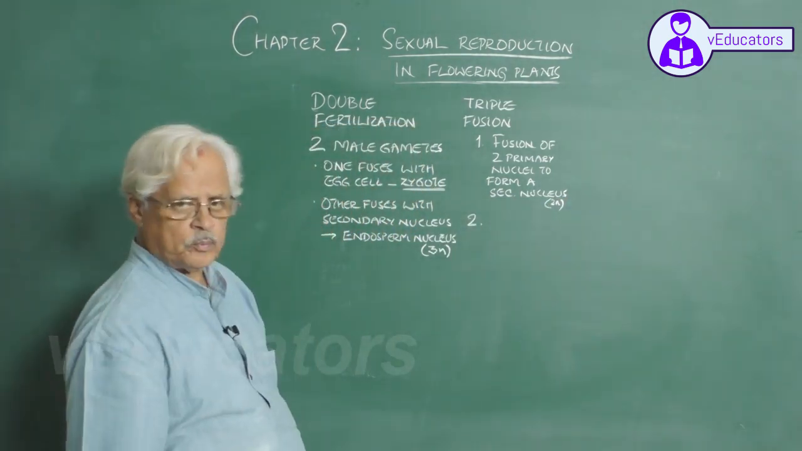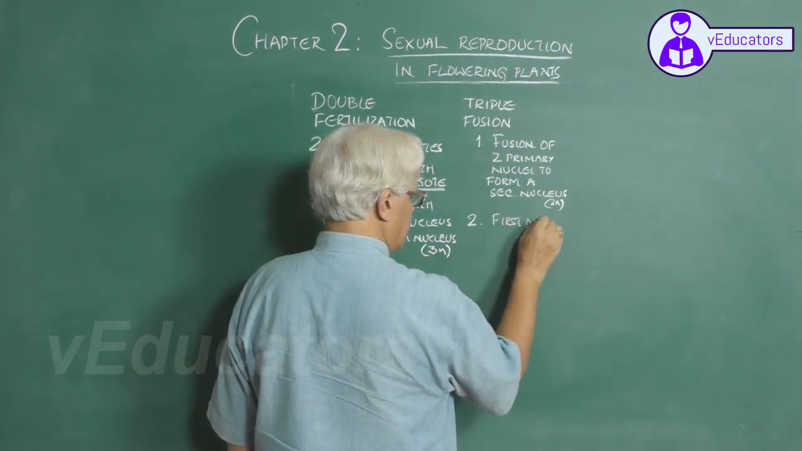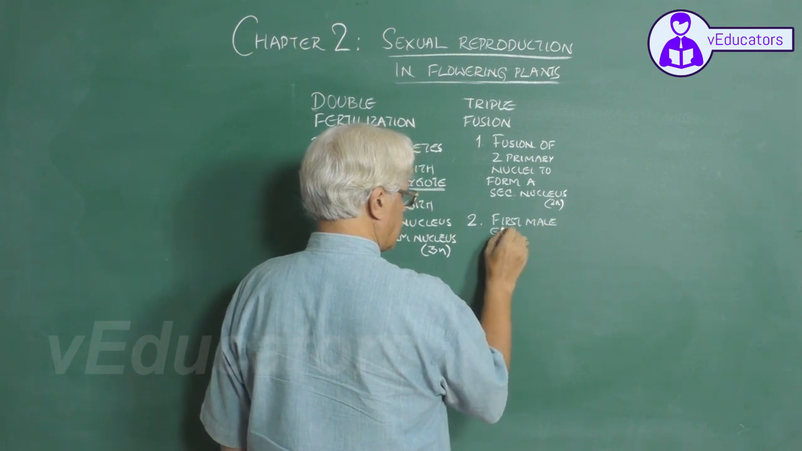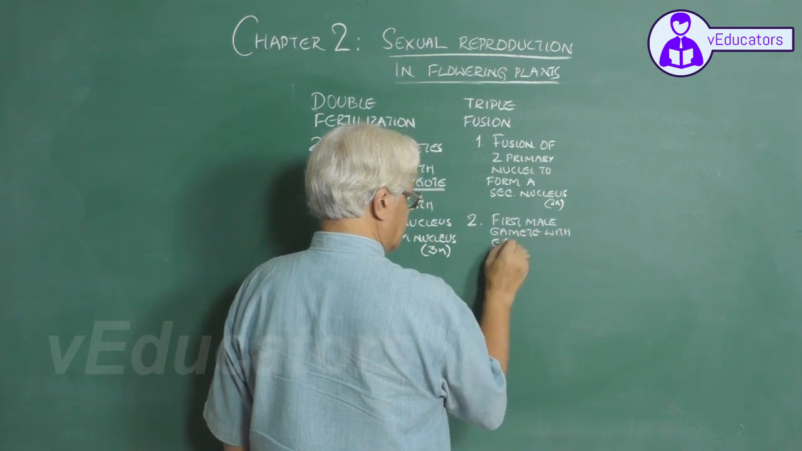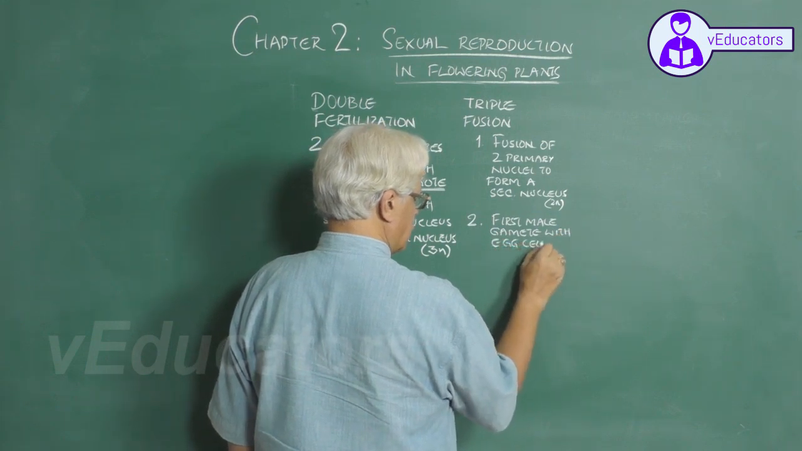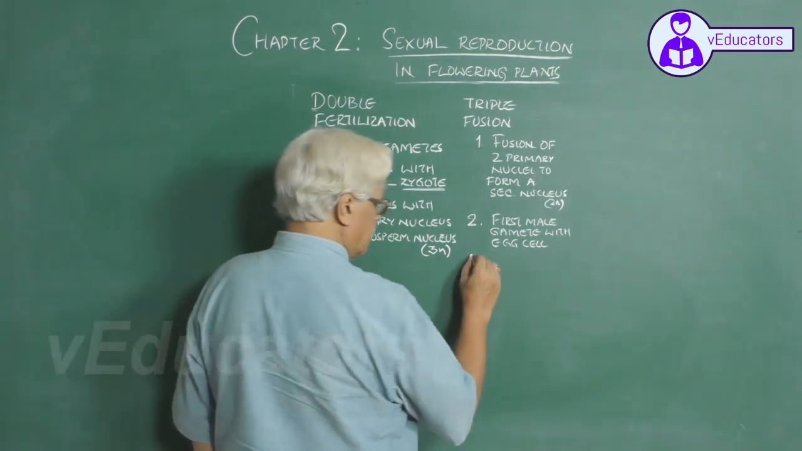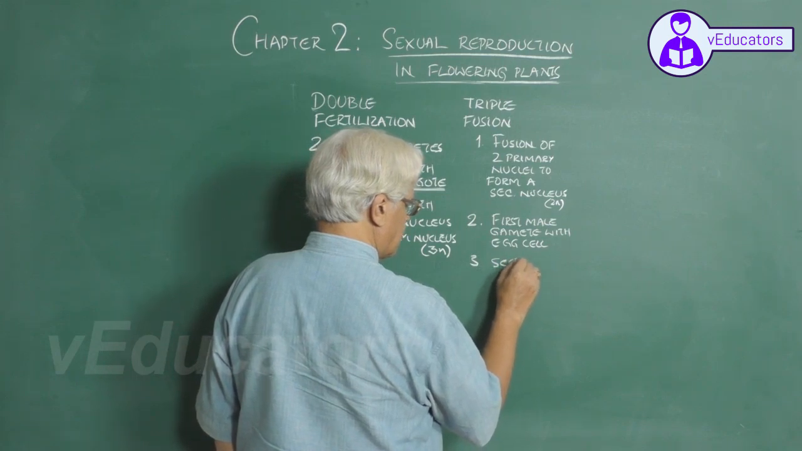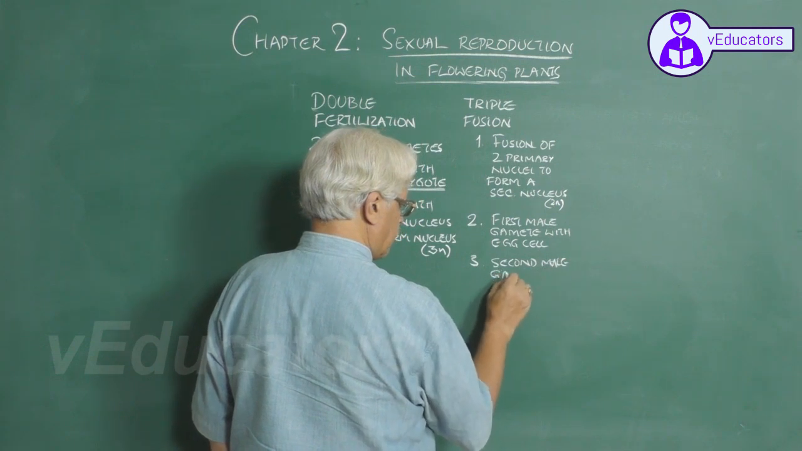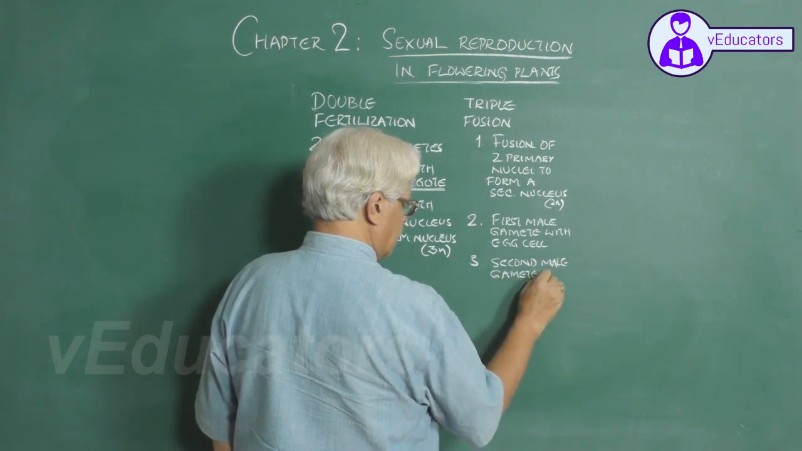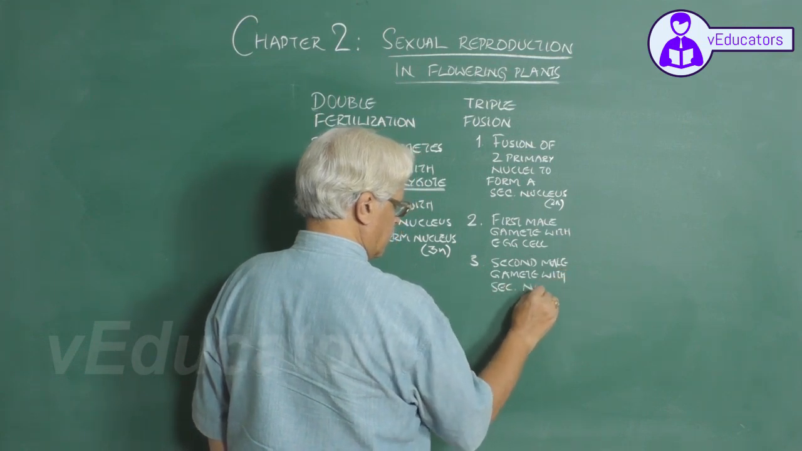Fusion number 2 is the first male gamete with the egg cell to form the zygote, and fusion number 3 is the second male gamete with this secondary nucleus.